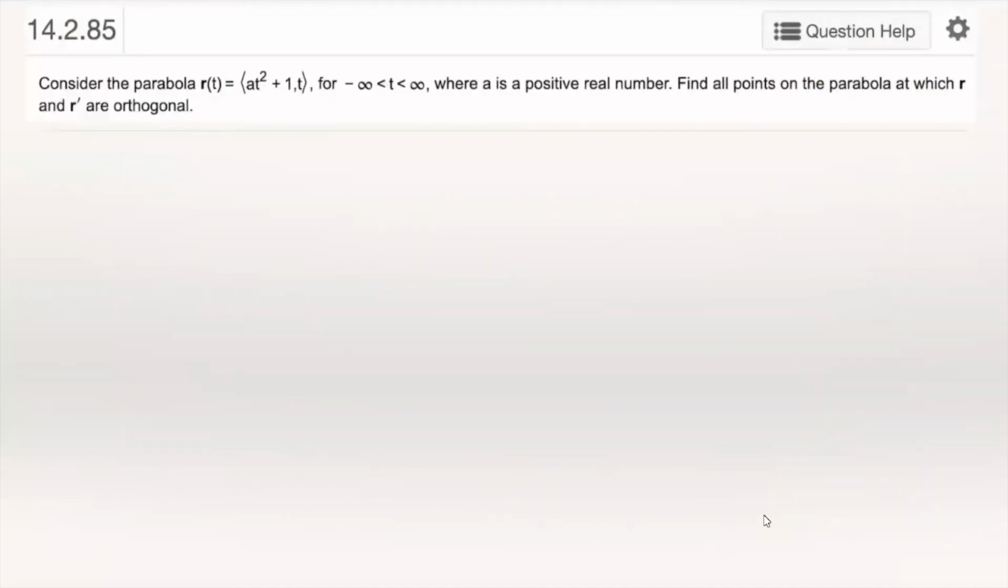So now, as promised, let's do this 14.2 problem. Consider this parabola. First, why is this a parabola before we even keep reading?